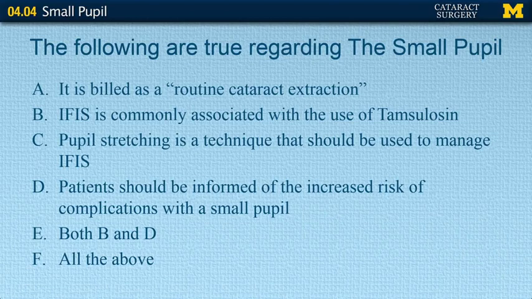Answer A is incorrect because, as I indicated, small pupil is considered a complex cataract extraction. C is incorrect because if you stretch a pupil in cases of IFIS, it's just going to exacerbate the floppiness of the pupil, and it's going to make the surgery more difficult.